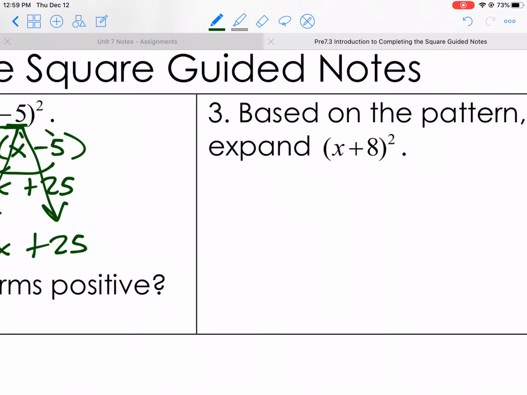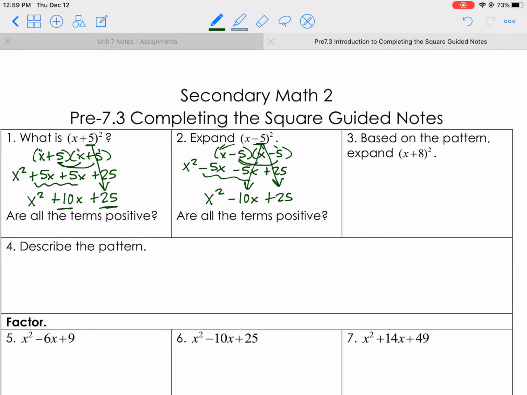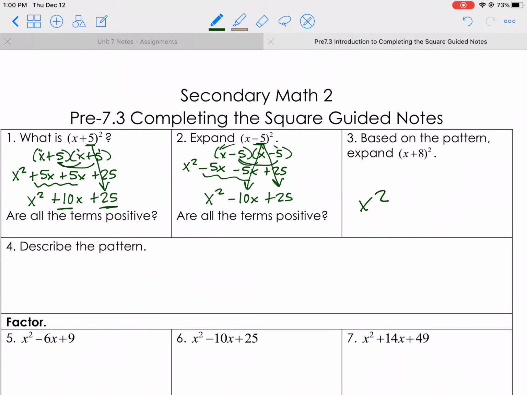As we do this last one, without actually writing it out to expand, I wonder if you can, based on the pattern, see what the last one should be. So in both cases, we started with x squared, and then we doubled this thing to get the middle term, so 16x, and for the last term, we squared it, so we took 8 times itself to get 64.